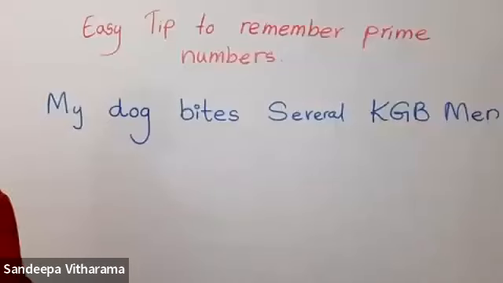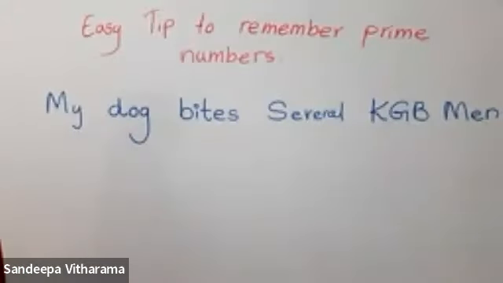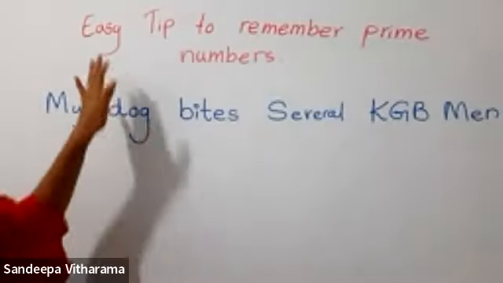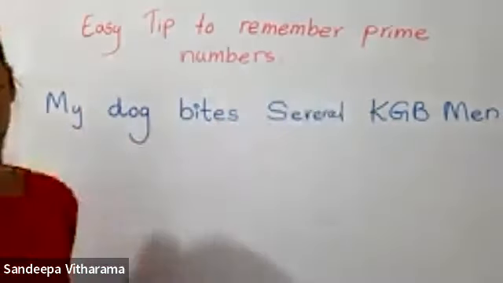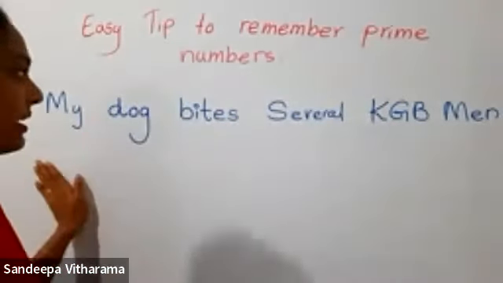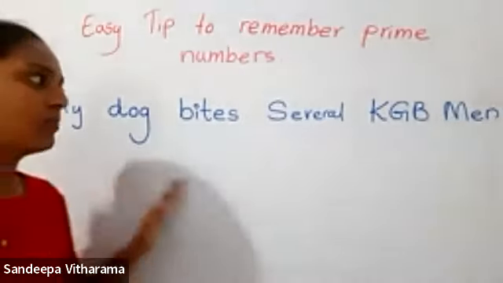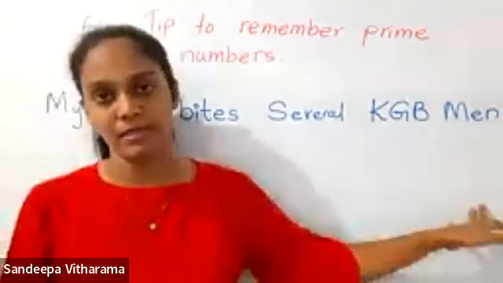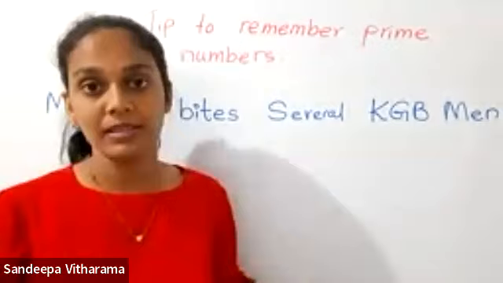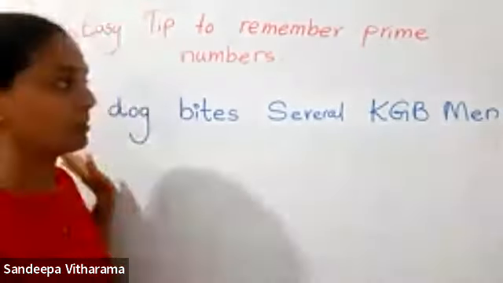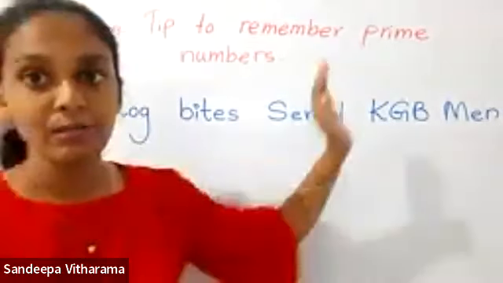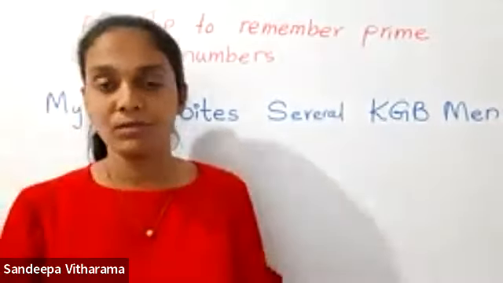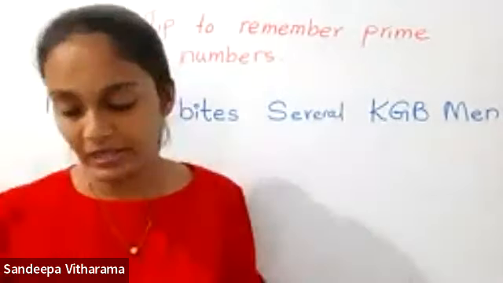Okay, children, look at the board. Here is an easy tip to remember prime numbers. Here is what I have written: My dog bites several KGB men. This is not relevant to our lesson, but you have to remember this sentence to remember the prime numbers between 1 and 20 easily.